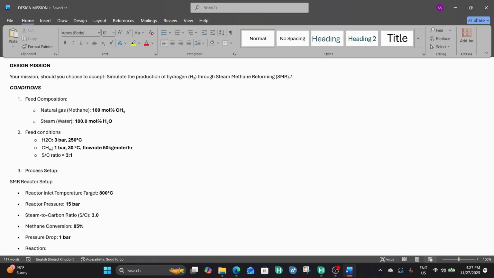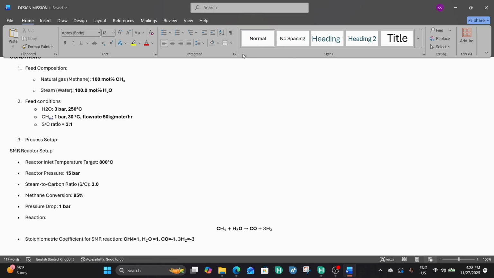For the feed conditions, our steam is going to be at 3 bar, 250 Celsius. Our methane is going to be at 1 bar, 30 Celsius, with a flow rate of the methane specifically of 50 kilogram mole per hour, and a steam to carbon ratio of 3 to 1.